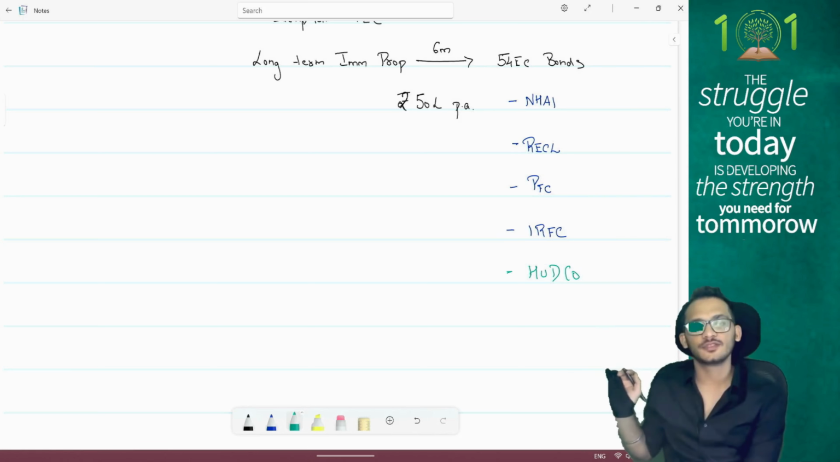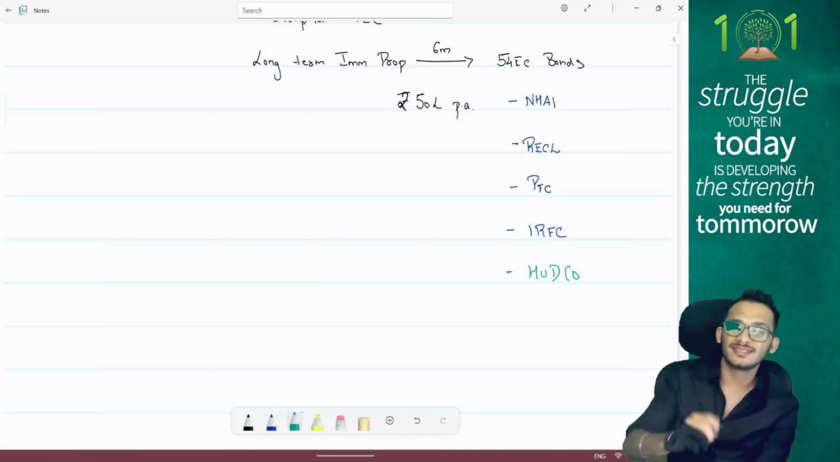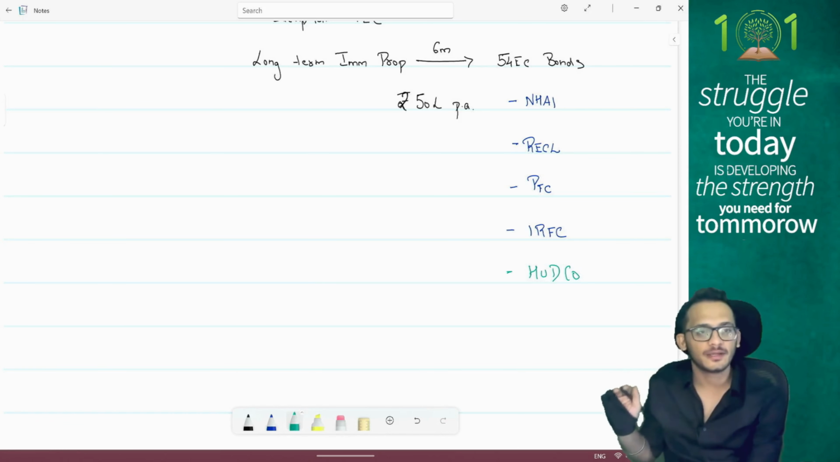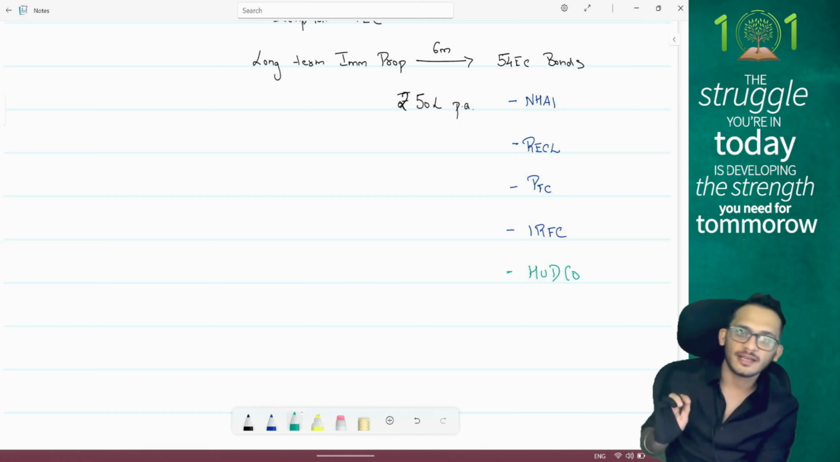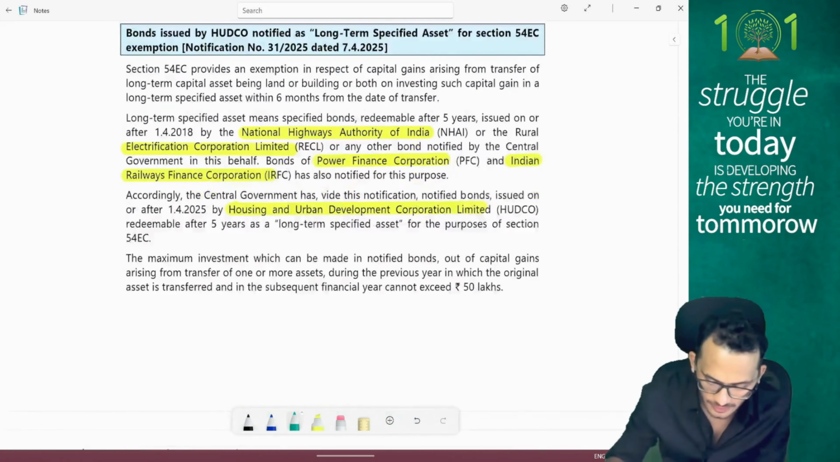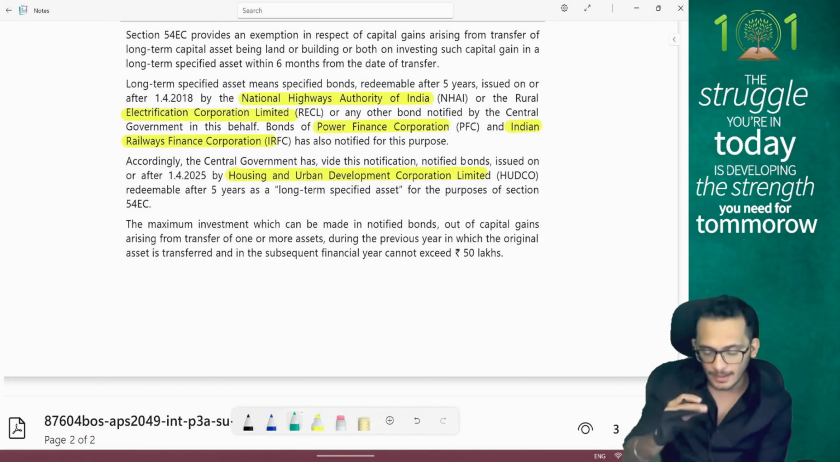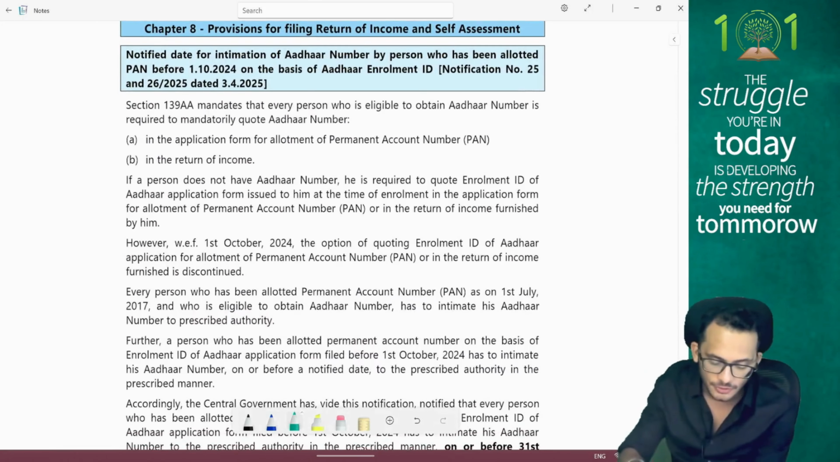Whatever bonds you're purchasing should be held for at least 5 years before you're going to transfer these bonds off. And whatever you invest in the bond is what you're eligible for capital gains, subject to a maximum amount of 50 lakhs per annum. Yes, so amendment number one, a very small critical amendment which talks about HUDCO being an investment purpose. Clear? Yes, amazing. That gives me amendment number two.